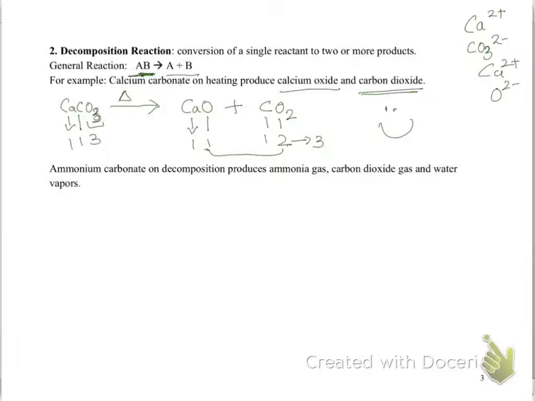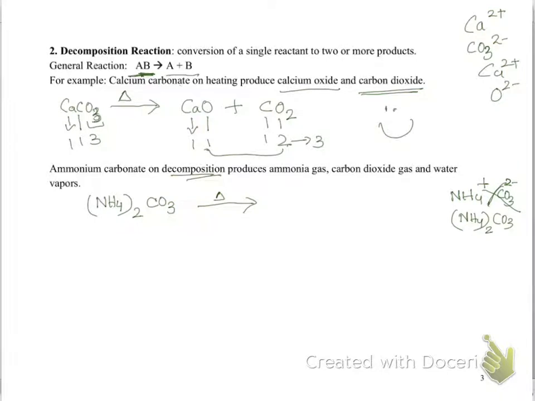Another example, ammonium carbonate. Ammonium carbonate is made up of polyatomic ions ammonium and carbonate. Since we do not have the same charges, remember when you're writing the formula, you swap the numbers. So it will be NH4, then this 2 comes here, CO3. Ammonium carbonate gives, on decomposition, you can again put the triangle heating sign.